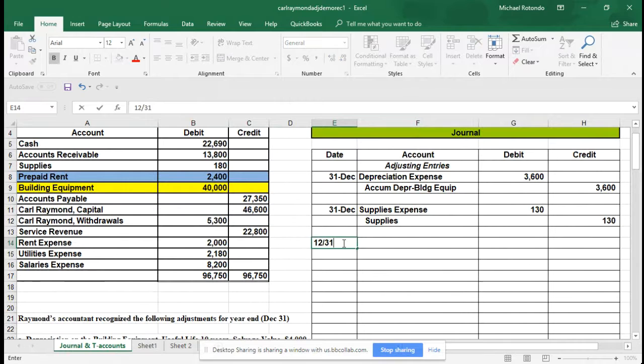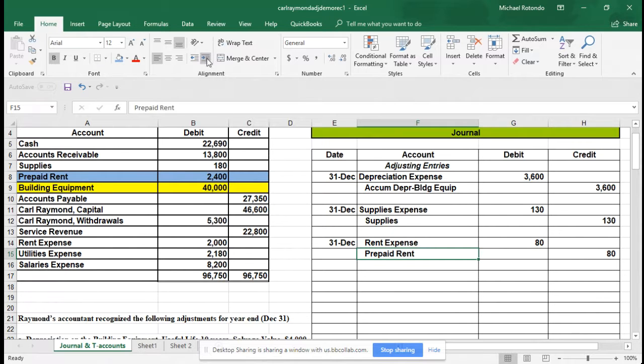So again, we're going to skip a line just like we did in Chapter 2. We're going to debit rent expense 80, and we're going to credit prepaid rent. Okay, prepaid rent is an asset that is decreasing. It needs to be credited. Rent expense is an expense that's increasing. It needs to be debited.